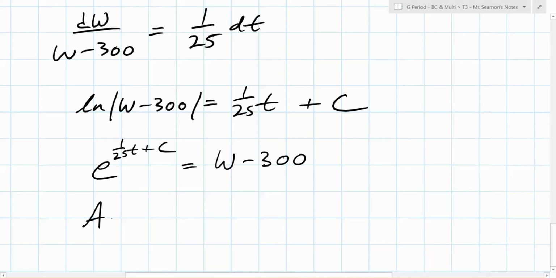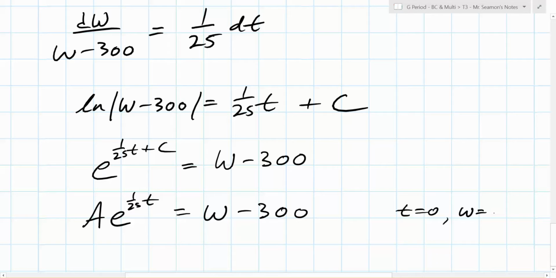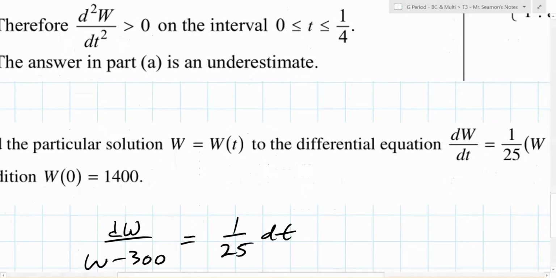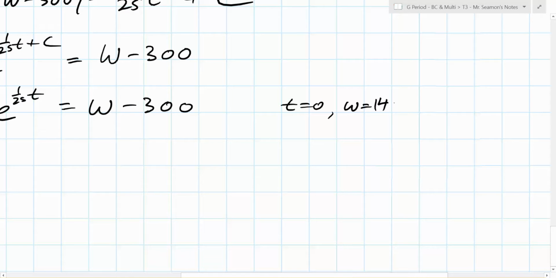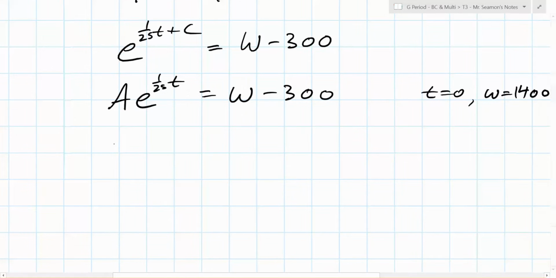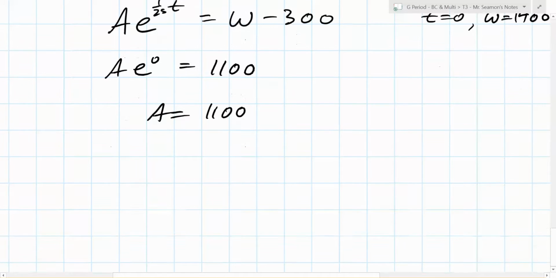So then we have a e to the 1/25 t is equal to w minus 300. But when t is equal to 0, what does w equal? This is the initial condition they gave us, right? When t is 0, w is what? 1400. So what does that allow us to find? So a e to the 0 equals 1100, like this. So what does a equal? 1100.